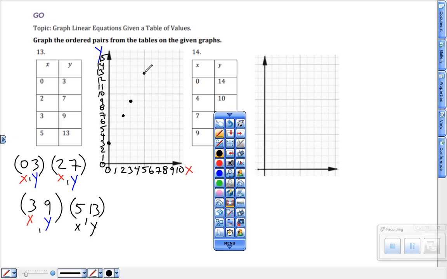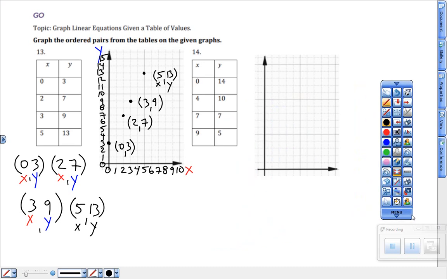Don't have to draw a line through these. I'm just going to label these to let you know that's the coordinate 5 is, x is 5, y is 13. This is the coordinate 3, 9. This is the coordinate 2, 7. This is the coordinate 0, 3. All right, I'd like you to plot these coordinate pairs. Remember, the first one's X, second one's Y. Always alphabetical.